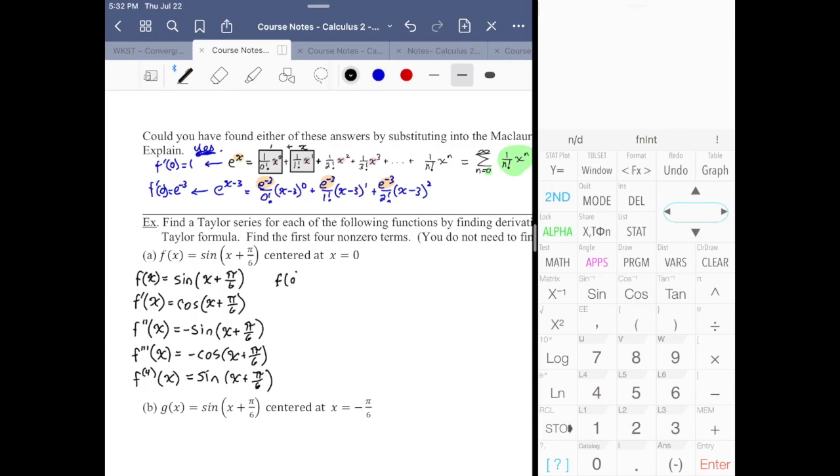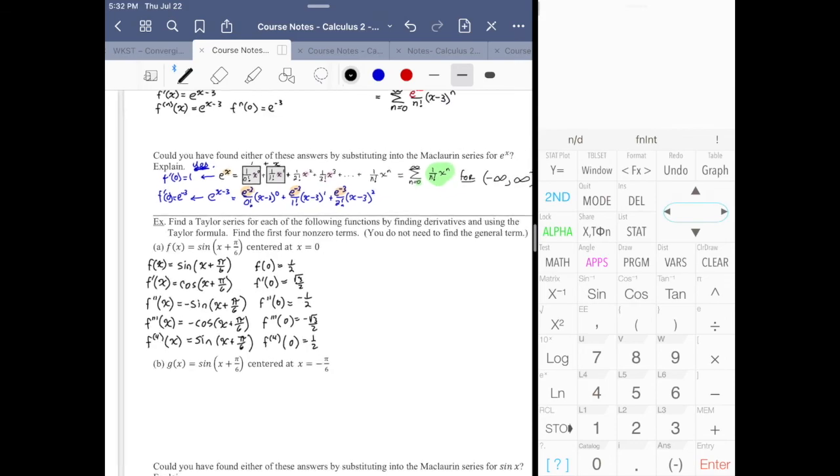All right, so now this is saying centered at 0. So pi over 6 is going to have a sine of 1/2. Cosine of pi over 6, radical 3 over 2. Negative sine pi over 6, negative 1/2. Negative rad 3 over 2. And then back to 1/2.